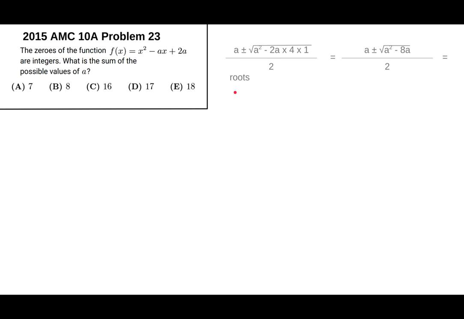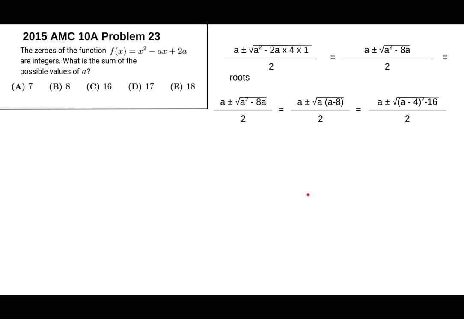So let's use the quadratic formula to find the roots. a plus or minus the square root of a squared minus 2a times 4 times 1, over 2, is equal to a plus or minus the square root of a squared minus 8a, over 2, and that's equal to both of the roots. Now we can simplify this further. a plus or minus the square root of a squared minus 8a over 2 is equal to a plus or minus the square root of a times (a minus 8) over 2, which we can further simplify to a plus or minus the square root of (a minus 4) squared minus 16, over 2.